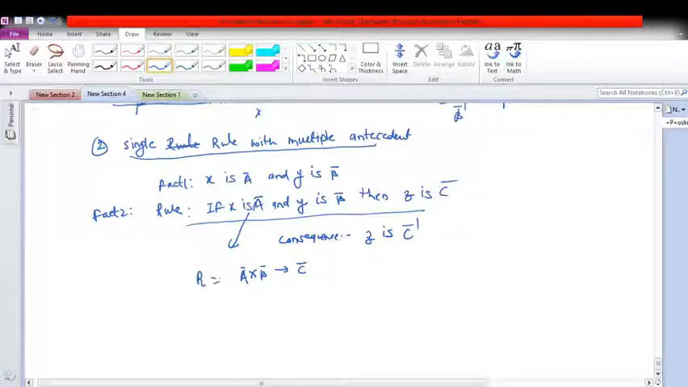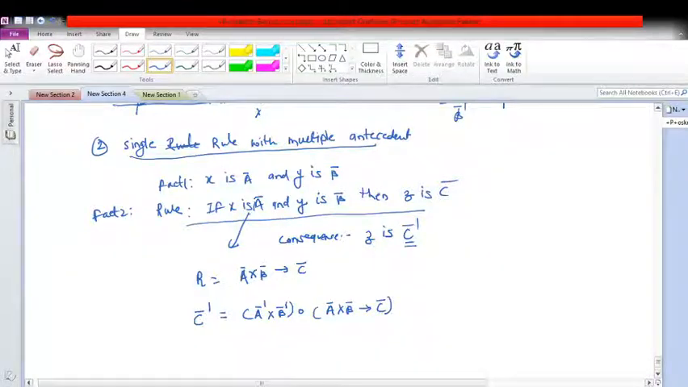I got this. Then I would like to know what its consequence is if there is a change in A bar and B bar. So what will be C bar dash? C bar dash will be, if x is A bar dash and y is B bar dash, then z is C bar dash. So this can be obtained as A bar dash coupled with B bar dash, composition with the rule, which is A bar dash coupled with B bar dash gives me C bar dash.